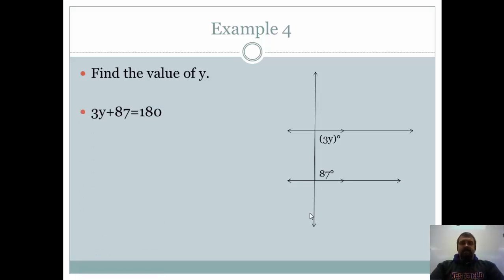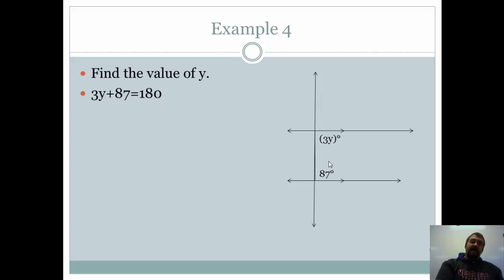And at this point, I say 3y plus 87 equals 180. Oh yeah, 3y and 87 are on the interior of my parallel lines, and they're on the same side of the transversal, which means they're consecutive interior angles. And if I go back to my theorem, that means they have to be supplementary. And supplementary means they have to add up to be 180.